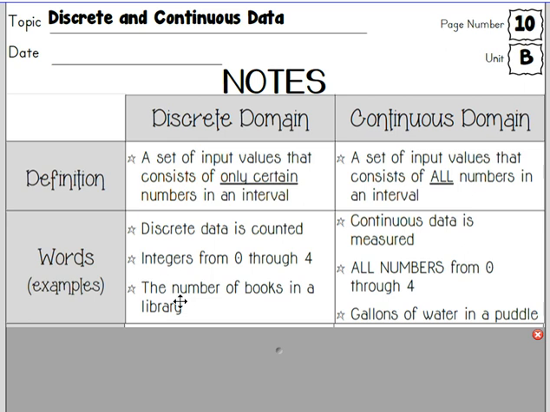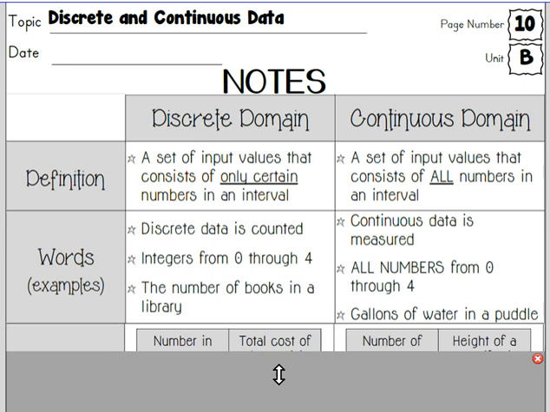So an example of a discrete domain would be the number of books in a library. So that would not be continuous because you cannot have half of a book or a third of a book. So you would have either 0 books, 1 book, 2 books, and so on. So that would be a discrete domain. Whereas a continuous domain here would be gallons of water in a puddle. So yes, we count gallons by whole numbers, so you have 1 gallon, 2 gallons, but it also increases and decreases with fractions of a gallon, pieces of a gallon that are continuous as it's inputting into the puddle or draining out of a puddle.